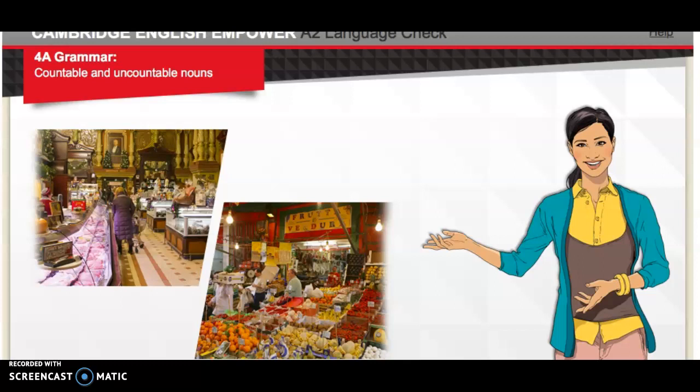In this unit, you learned the difference between countable nouns like vegetables and uncountable nouns like fruit. You also studied some, any, a, and an. Let's look at this again.